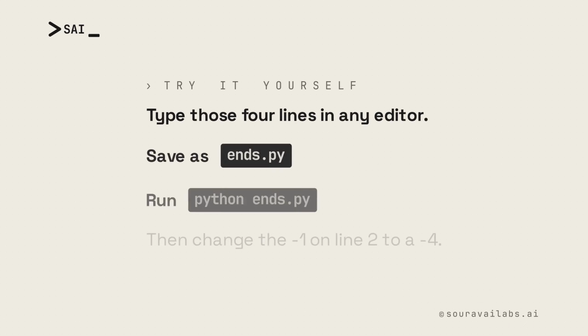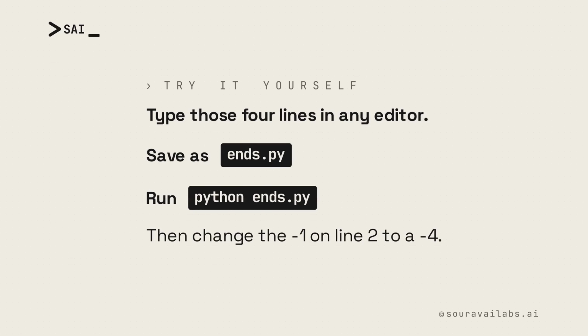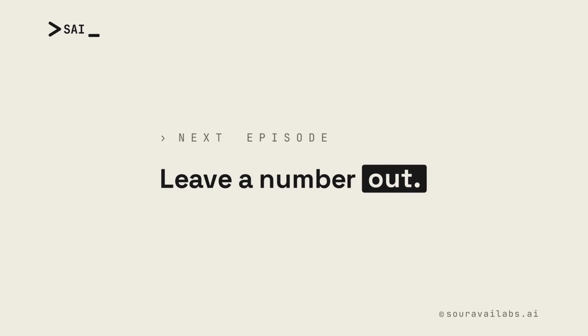Your turn. Type those 4 lines in any editor, save it as ends.py and run it. Then change the -1 on line 2 to a -4 and run it again. Watch Arjun come back. Next episode, leaving a number out. How an empty side of the colon means all the way to the end. See you there.